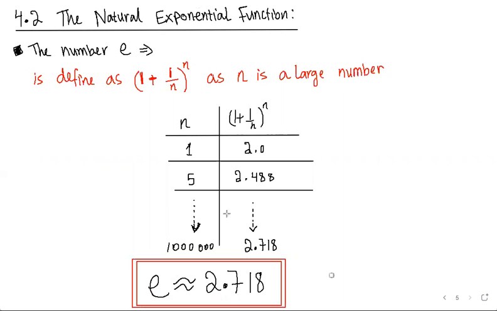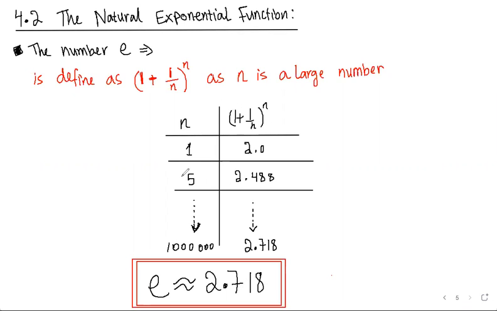How can I find it? When I plug a big number inside this expression, I get the value 2.718. You just have to know the value e is 2.718, okay? Yeah, it's a constant number. So e is 2.718.